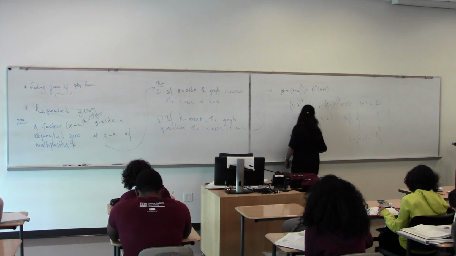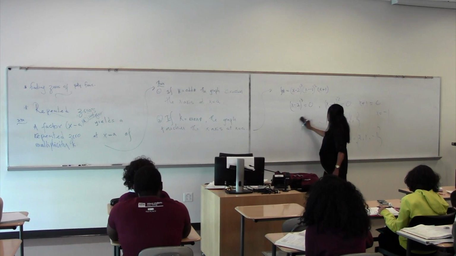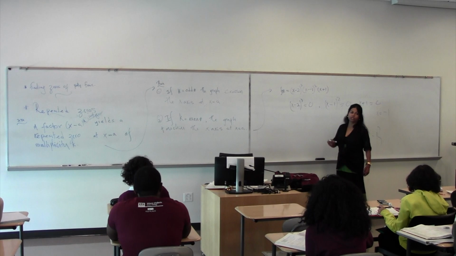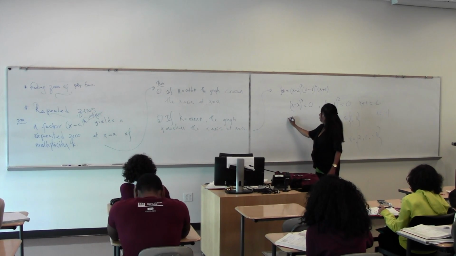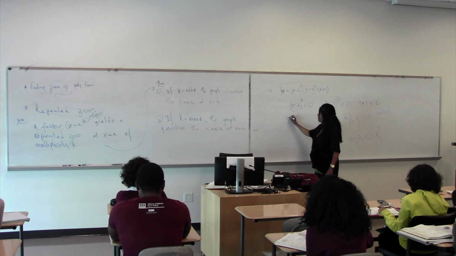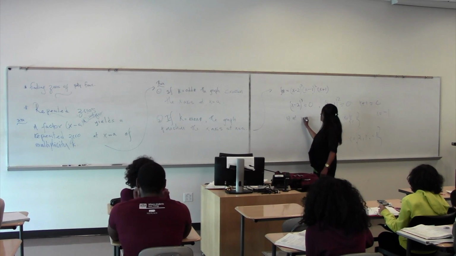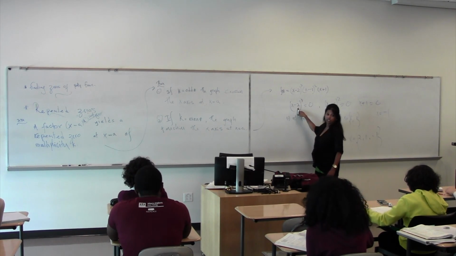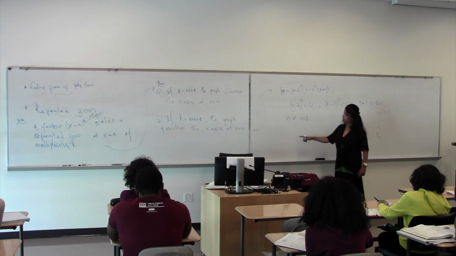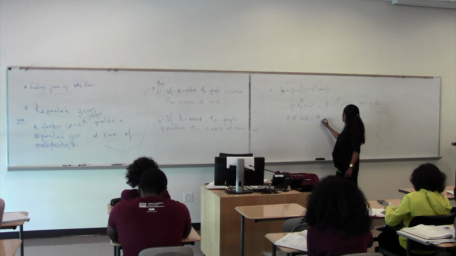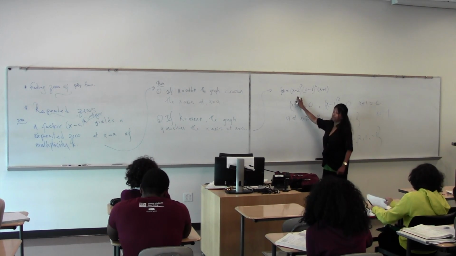For this example, what's happening to the graph? K is an odd number. So what's happening to the graph? The graph will cross the x-axis at x equal to 2. This is your a according to the theorem. You see that? At x equal to 2, we are supposed to graph this.